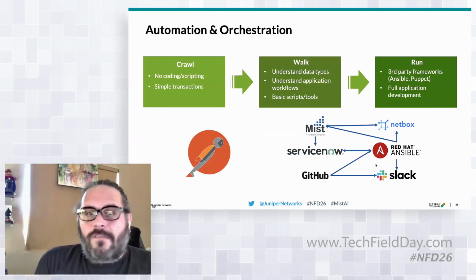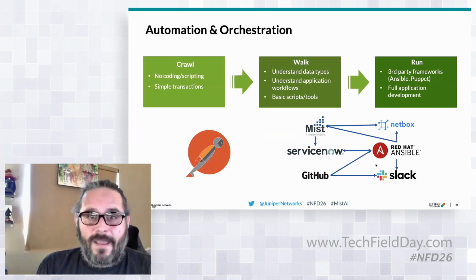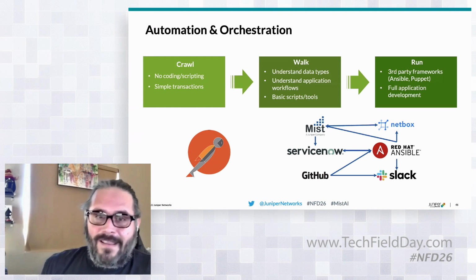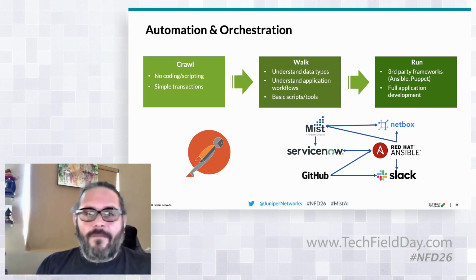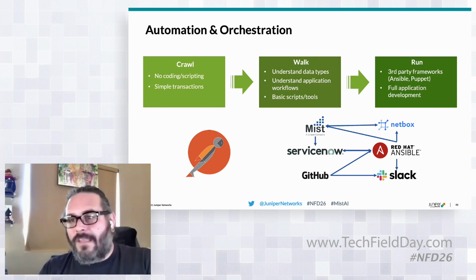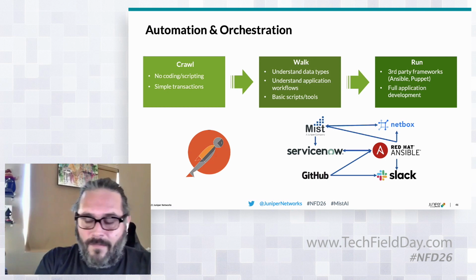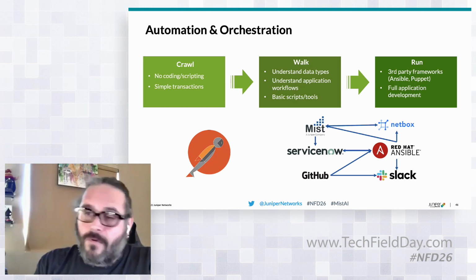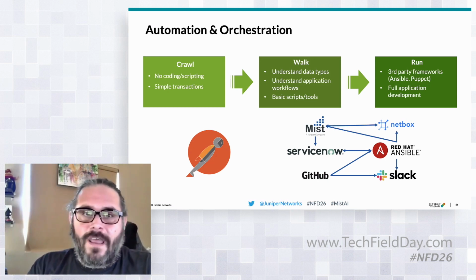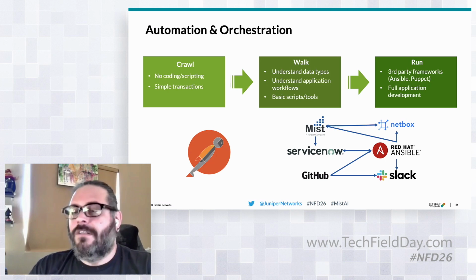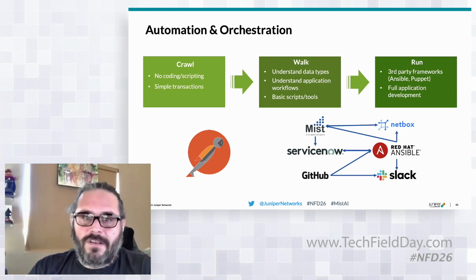When we talk to customers about automation and orchestration, we take the crawl, walk, run approach. With crawl, you're not really doing any coding or scripting. You don't really understand code. You just want to know, how do I get this information from Mist into some other system, or how do I do the reverse of that? You're doing simple transactions, looking things up, making simple changes.